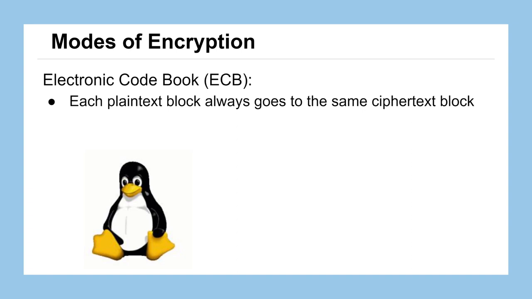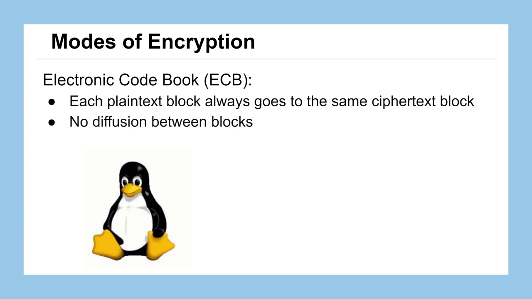Now here, it's just a little bit more complex. We got more plain text possibilities to map to more ciphertext, but the idea is the same. If the block 01010101 shows up in the plain text, and that gets mapped to 11111110, that'll always be the mapping between those blocks. And you might not want to do that.